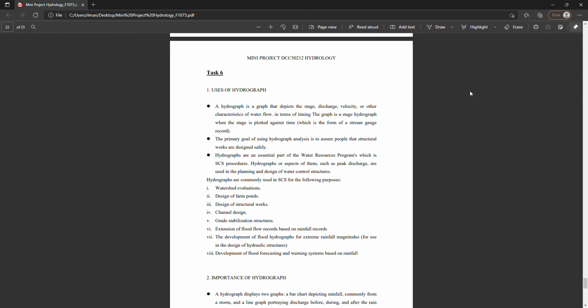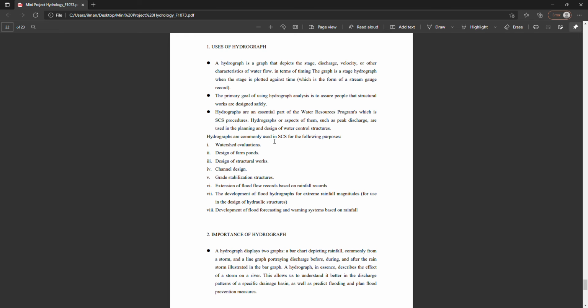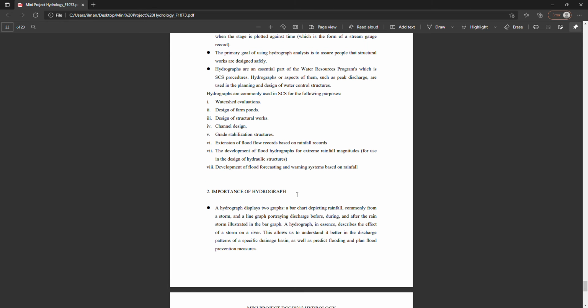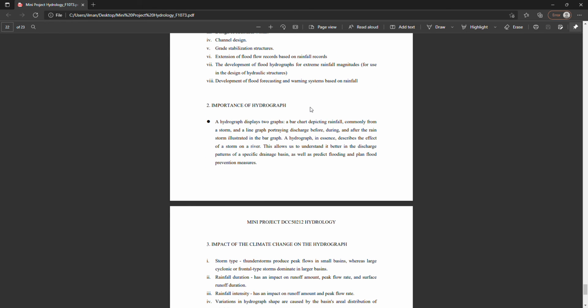Moving on to task 6, uses of hydrograph. A hydrograph is a graph that depicts the stage, discharge, velocity, or other characteristic of water flow in terms of timing. The graph is a stage hydrograph when the stage is plotted against time. Hydrographs are commonly used in SCS for the following purposes: watershed evaluations, design of farm ponds, design of structural work, channel design, and others.